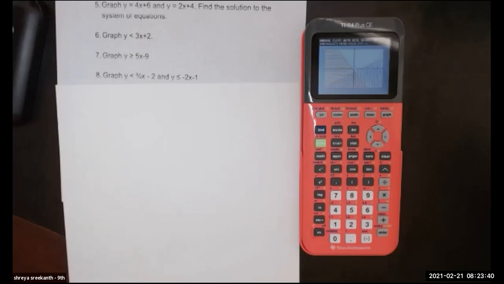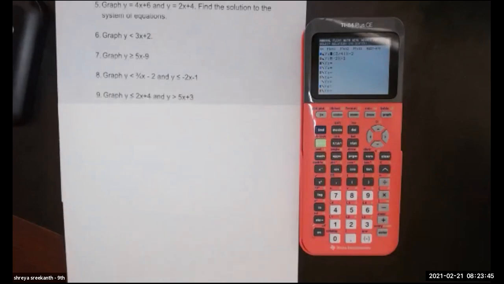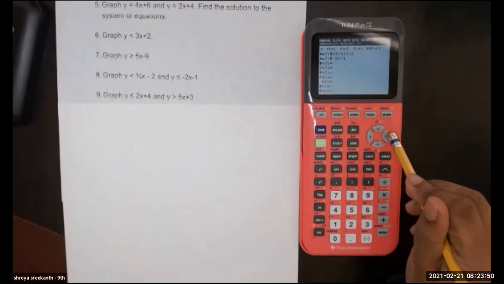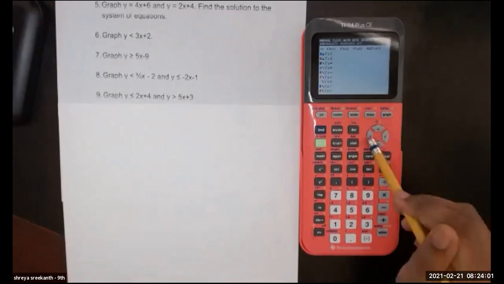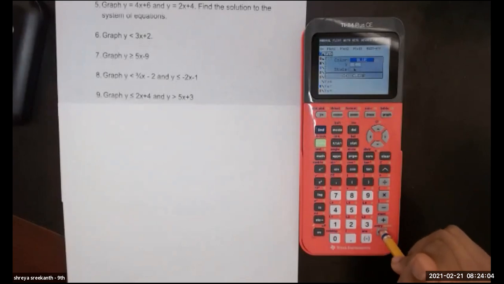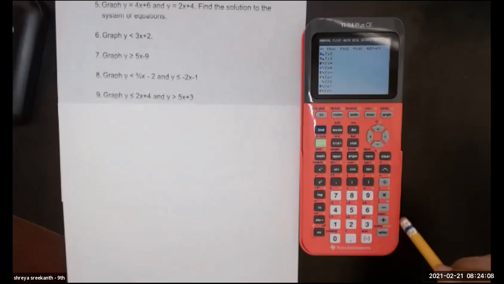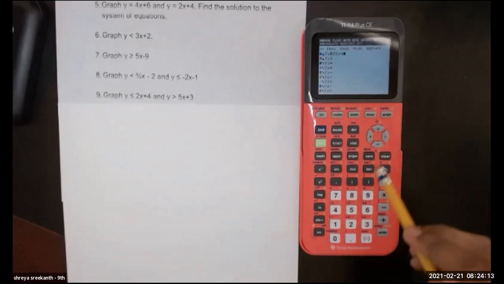Okay, so we can try a different system of inequalities question. So graph, we'll clear these. Okay, so graph y is less than or equal to 2x plus 4, and y is greater than 5x plus 3. So to do this, we'll change the inequality symbols again. So this one would be less than or equal to, which is that. And then we'd write 2x plus 4.